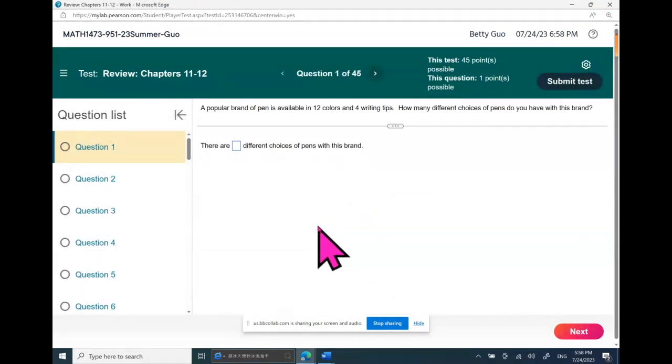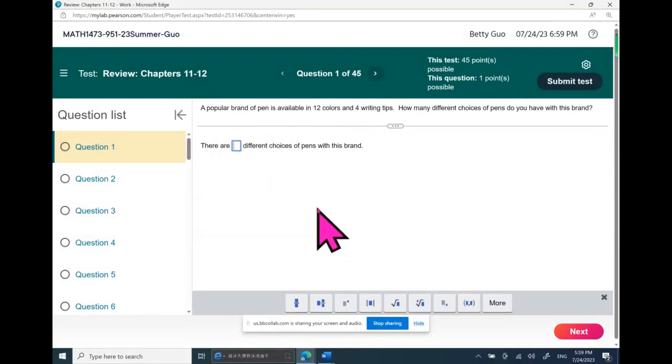Question number 1. A popular brand of pen is available in 12 colors and 4 writing tips. How many different choices of pens do you have with this brand? Based on the fundamental counting principle, we are going to multiply the two numbers we have here. 12 times 4, 48.